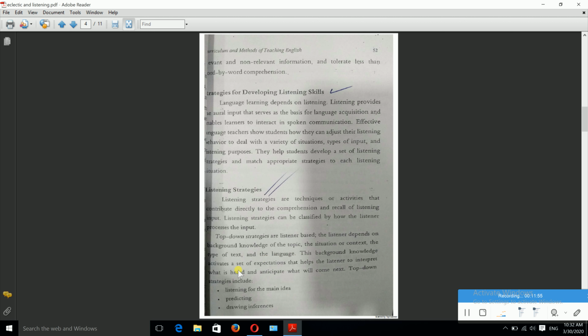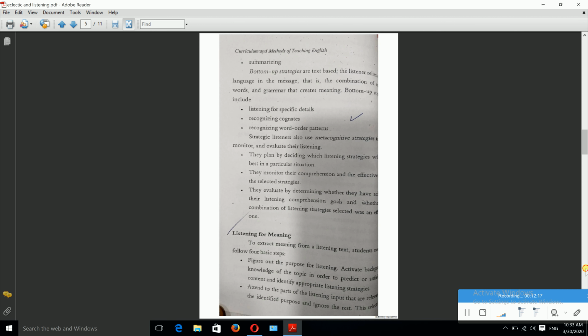This background knowledge activates a set of expectations that helps the listener to interpret what is heard and anticipate what will come next. Top-down strategies include listening for the main idea, predicting, drawing inferences, and summarizing. As for bottom-up strategies, dear students, they are text based.